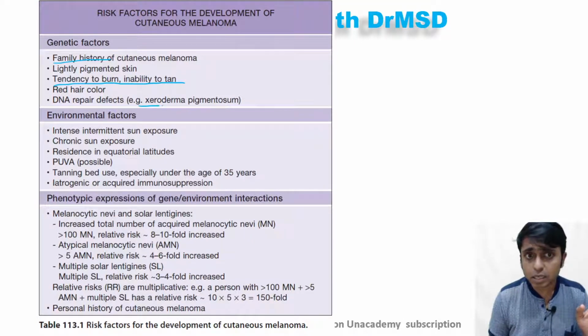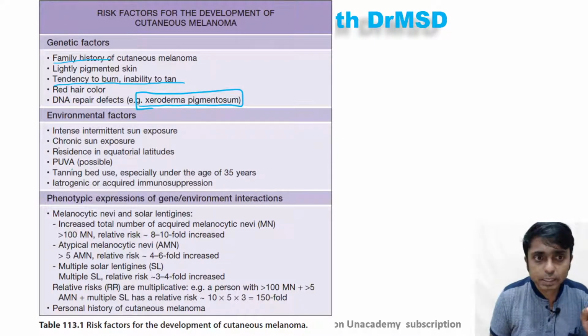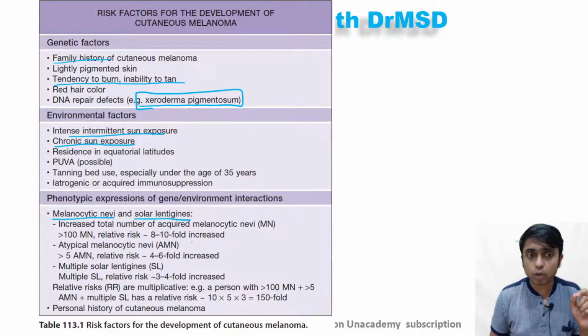And also of course xeroderma pigmentosum, as you all know, this is also one more risk factor. And here you can see chronic sun exposure or intense intermittent sun exposure is one other risk factor. And I want you to focus on this point: melanocytic nevi and solar lentigines. So these are also risk factors.